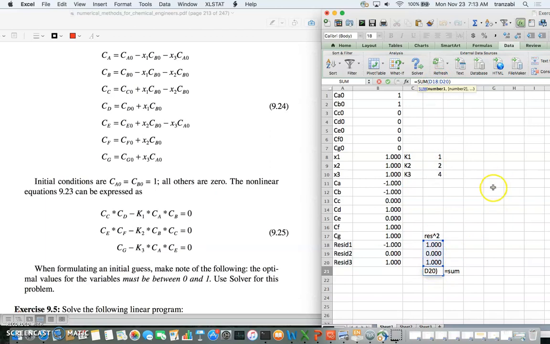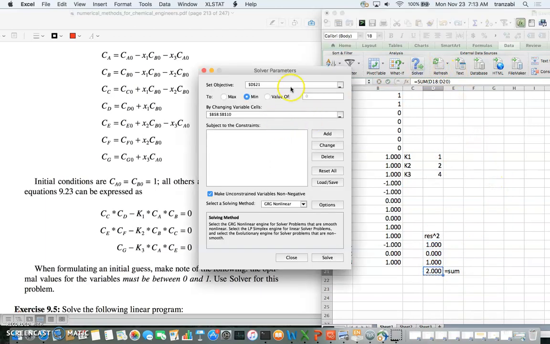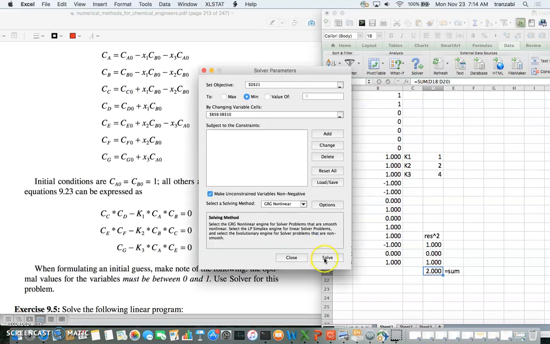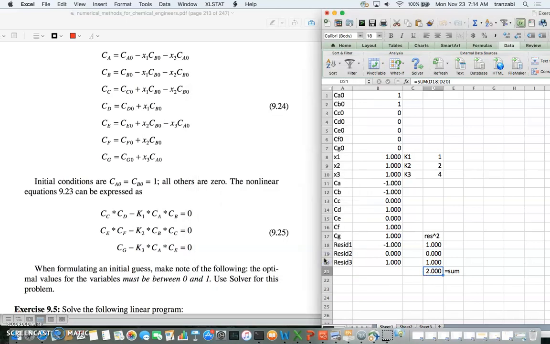So then I think everything is ready. We're going to go to the solver, and we're going to minimize the sum of squares of the errors by changing the variables, which are x1 through x3, these three. This is a minimization problem. All variables are non-negative, since those are extents of reaction, x1 through x3. Remember that they should be between 0 and 1 according to the problem right here. And we're going to set the timing to 100 seconds. I think this is good. We're going to go ahead and solve it.